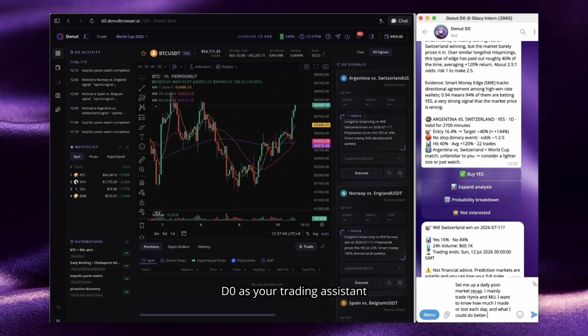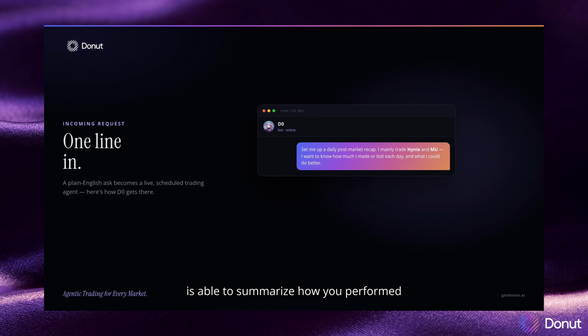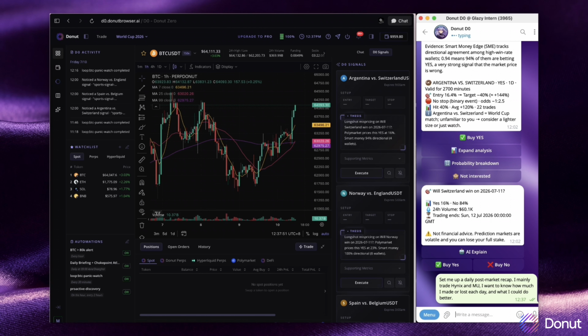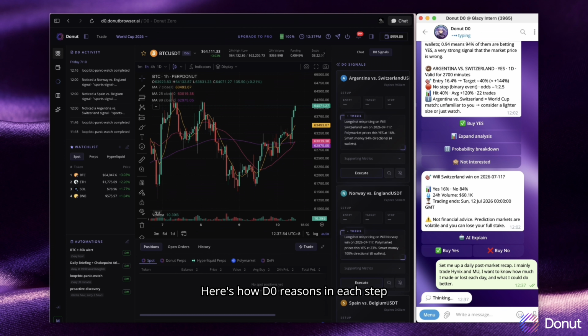D0 as your trading assistant is able to summarize how you performed and at which points you could make progress every day. For example, you can tell D0, set me up a daily post-market recap for Hynix and MU, and let D0 handle the rest. Here's how D0 reasons in each step.